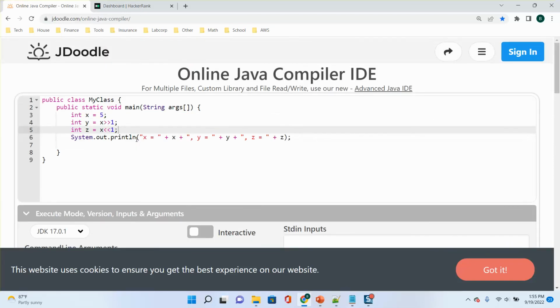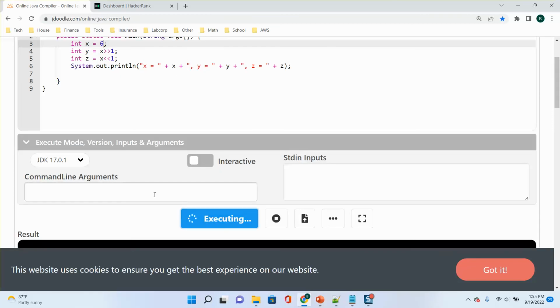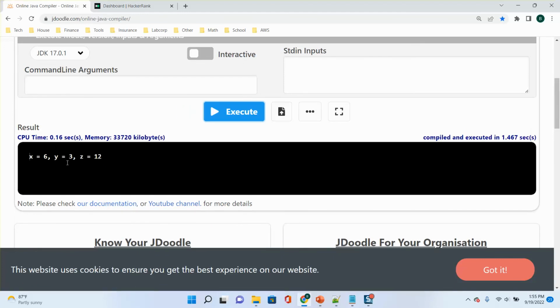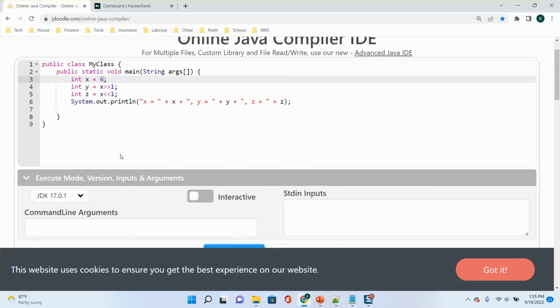Now, this shift, if I give an even number, say 6. Okay. So 6, I do this one. If you right shift by 1, it will be 3. If you left shift by 1, it will be 12. Okay. As long as it is an even number, 3 and 12 are x divided by 2 and x times 2 as well.